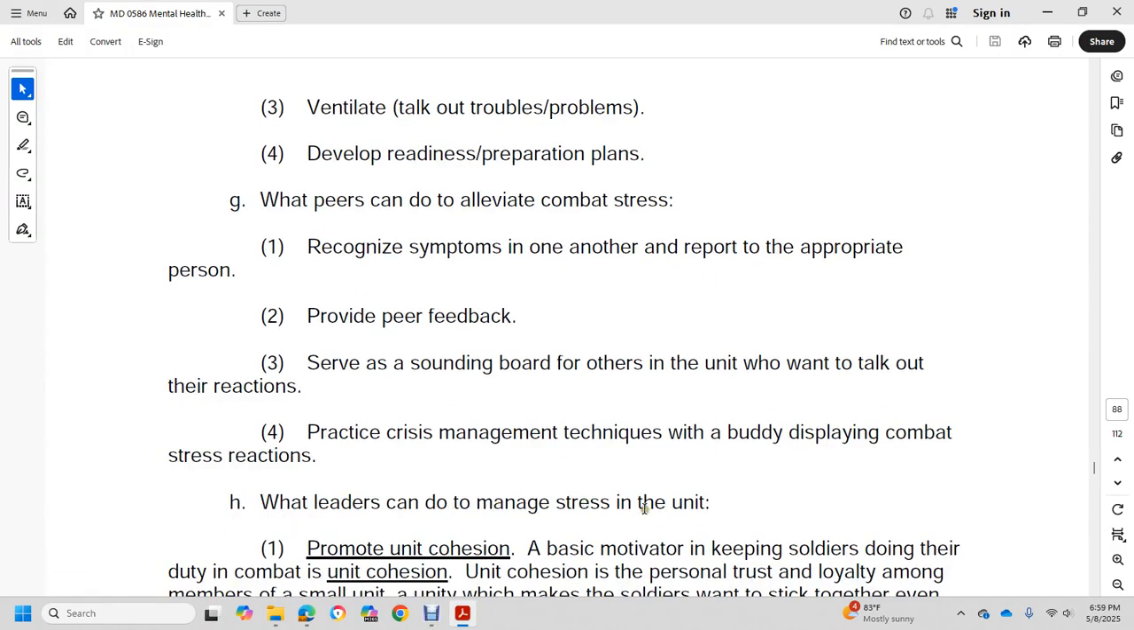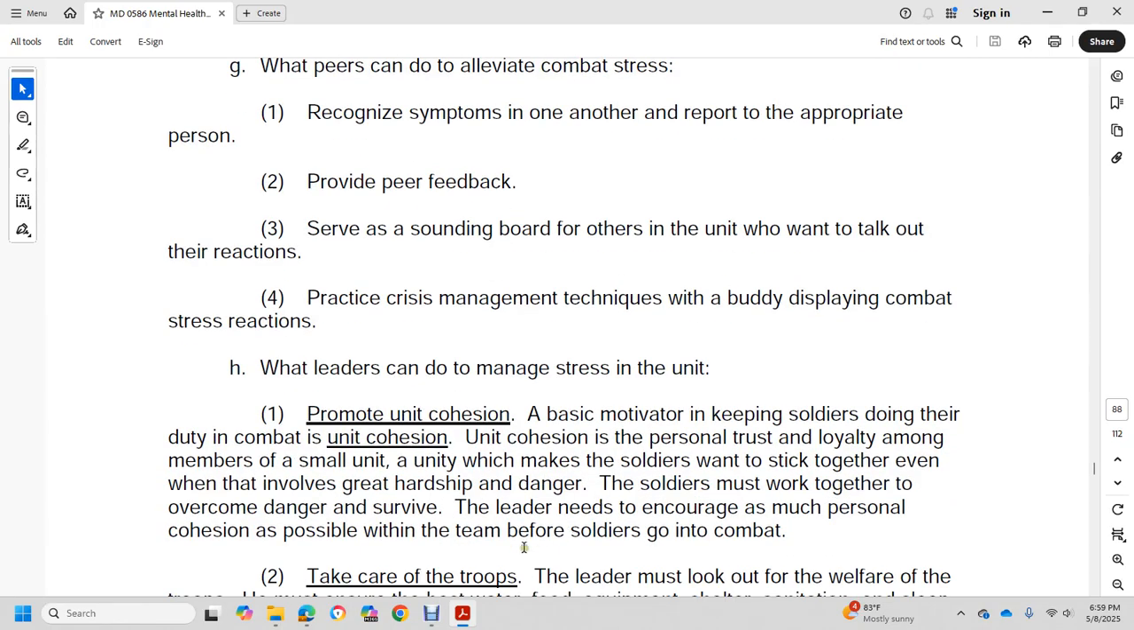What leaders can do to manage stress in a unit: promote unit cohesion, the basic motivator keeping soldiers doing their duty in combat. Unit cohesion, the personal trust and loyalty among the members of a small unit, makes the soldier want to stick it out together and get through greater hardship and danger. Soldiers must work together to overcome danger and survive.